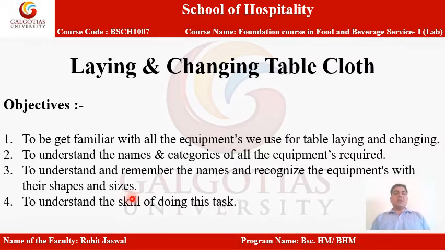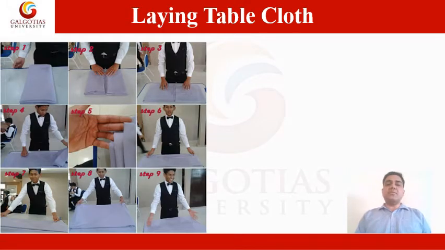The last objective is to understand the skill of doing this task. You should also know the skill behind how you will do it when you are in hospitality. So let's start without wasting more time. Let's find out what and how we will do. We will understand it in a very simple manner. First of all, we will understand how to fold a particular tablecloth, and then we will find out how to lay it, because laying is the process which is done after folding the tablecloth.